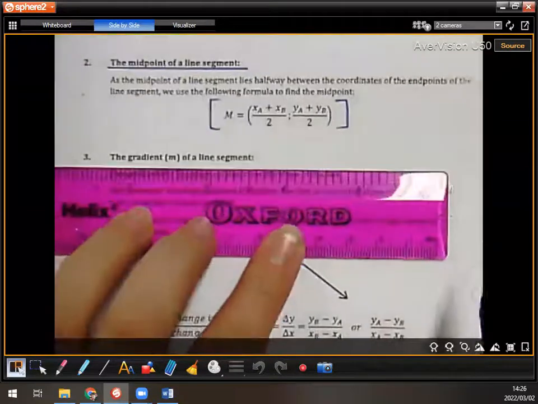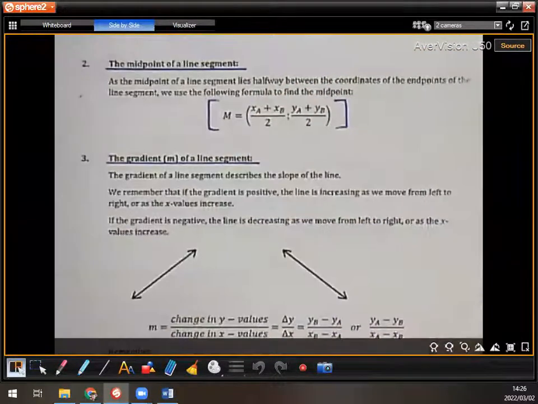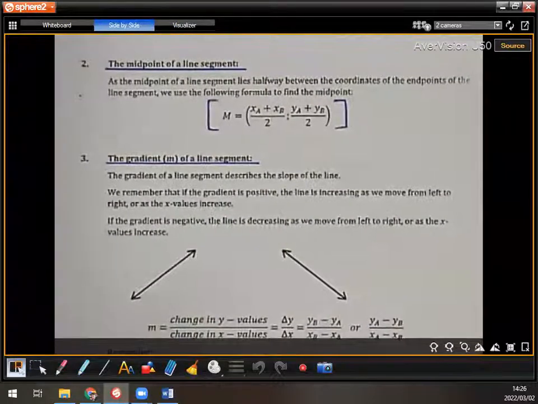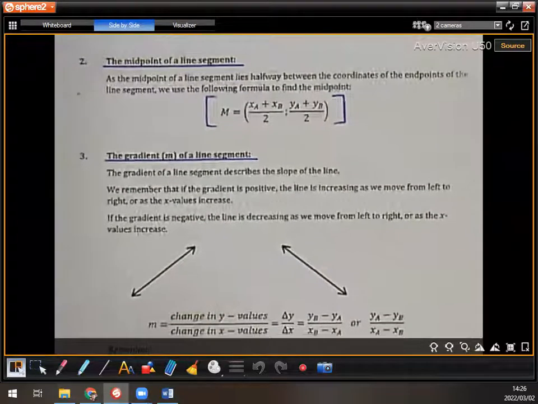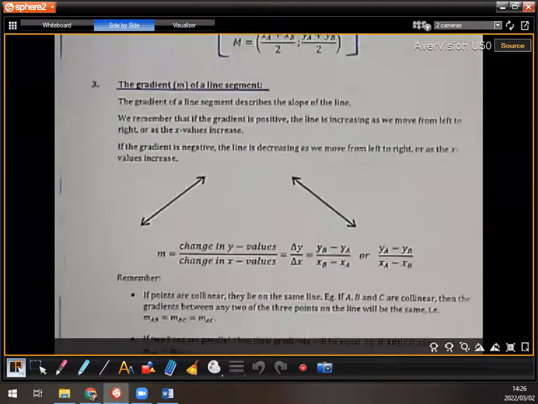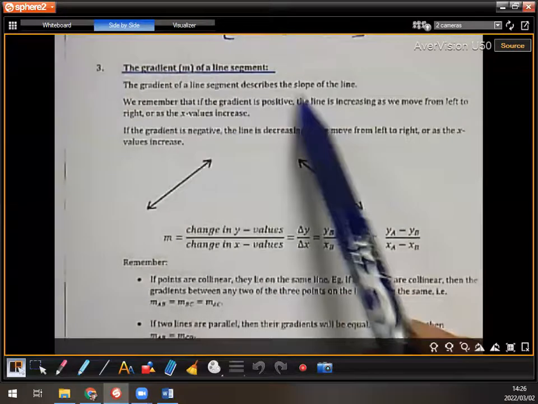Okay, now gradient of a line segment. Now guys, you did straight lines in grade 9, right? And then last year you did straight line again, but then you added some graphs. Now, straight lines and straight line equations also come up in analytical geometry.